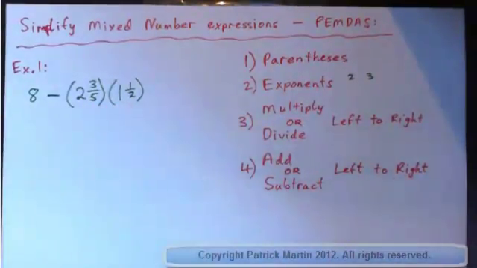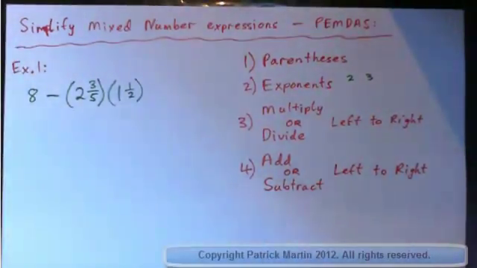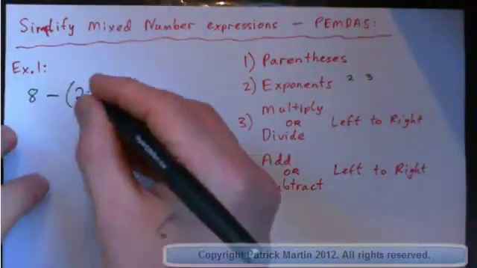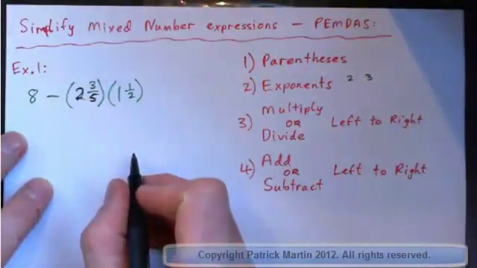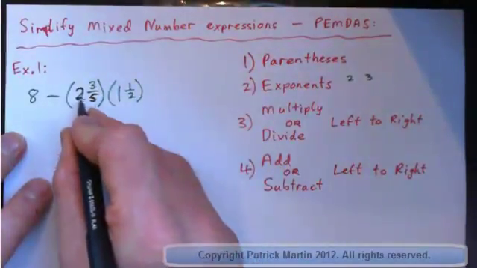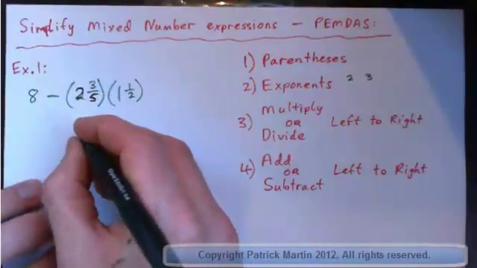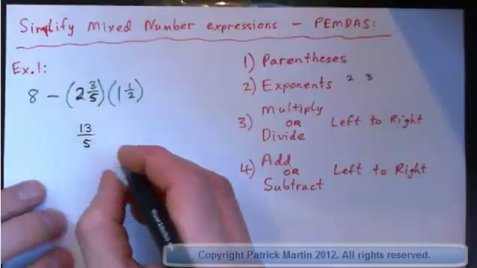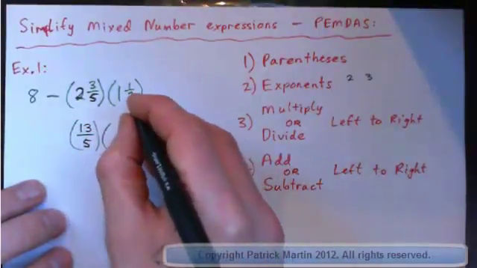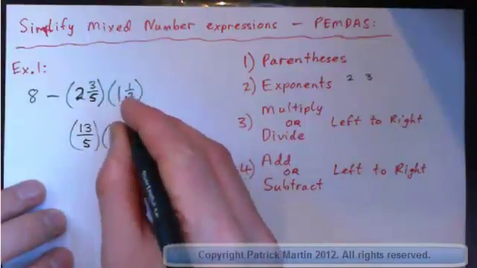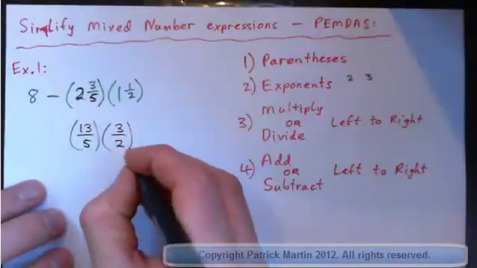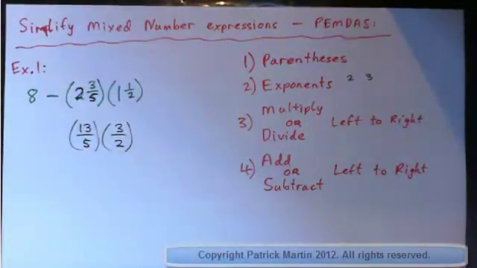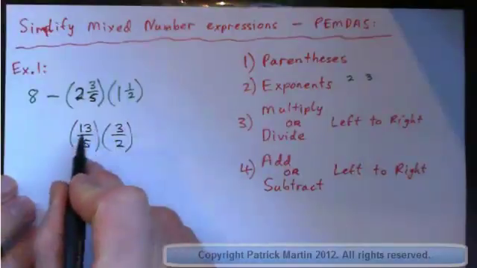Okay, so we're multiplying mixed numbers. Do you remember how to do that? We've got to turn them into improper fractions. So turn this mixed number into an improper fraction: 5 times 2 is 10, and 10 plus 3 is 13. So we've got 13/5, multiplied by 2 times 1 is 2, plus 1 is 3 halves. Does anything cross cancel there? I don't see anything that cross cancels there. So I just go ahead and multiply.